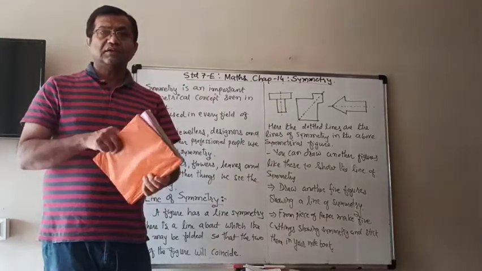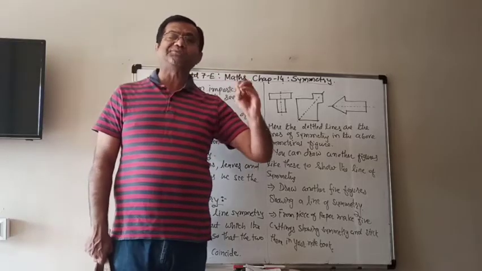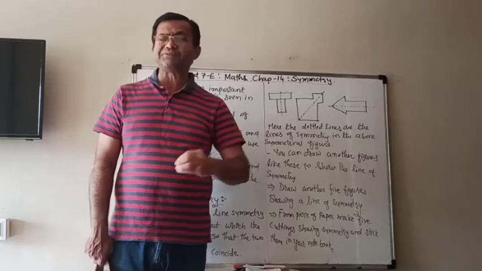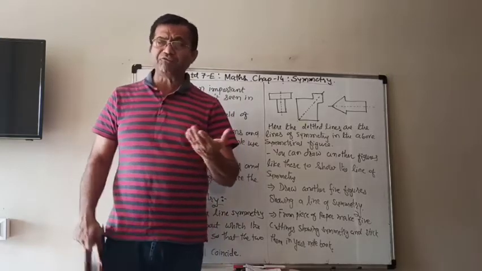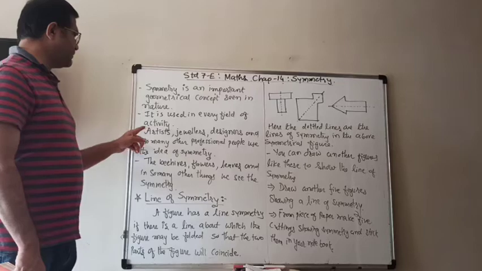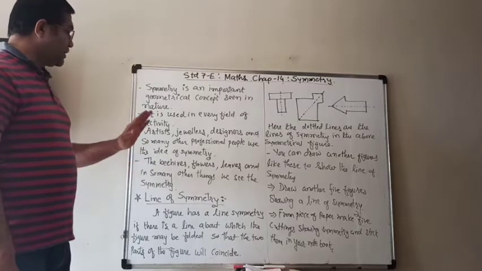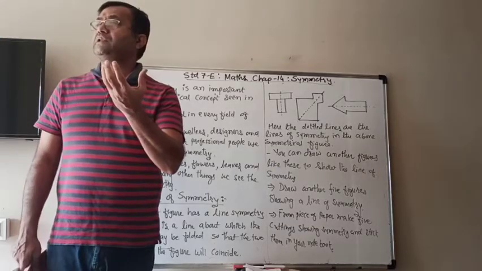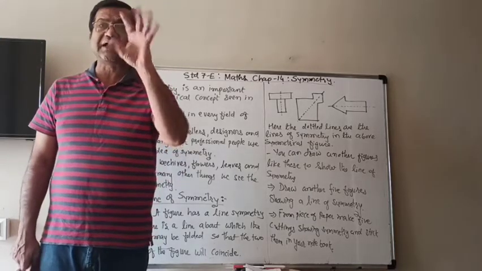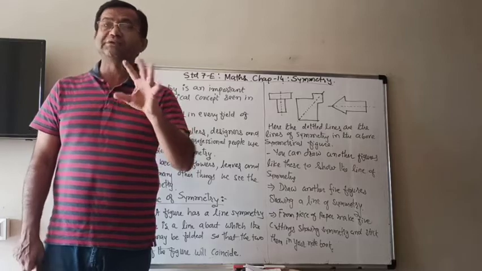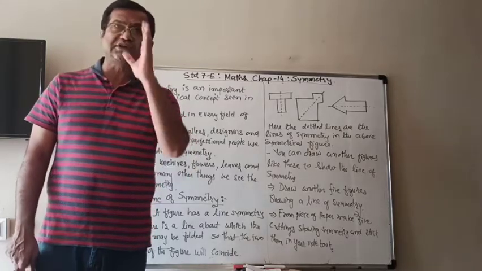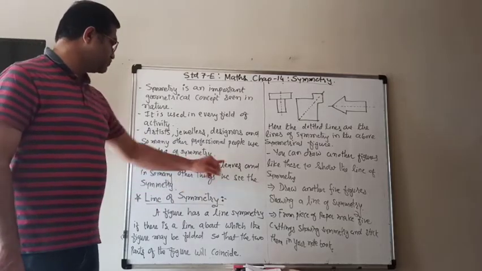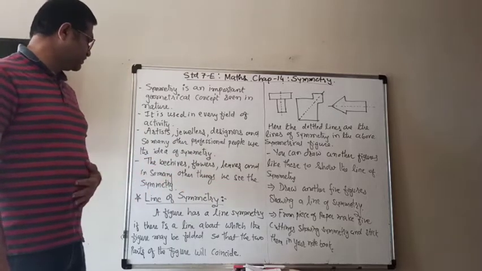And then we know about the line of symmetry. When can a figure have a line of symmetry? If we fold that figure, for example, something others are the beehives. Beehives means the honeybees that collect the honey. In that also you will see the symmetry. Then flowers, leaves, and in so many other things.